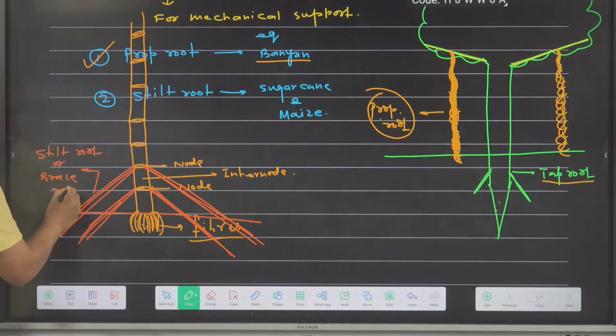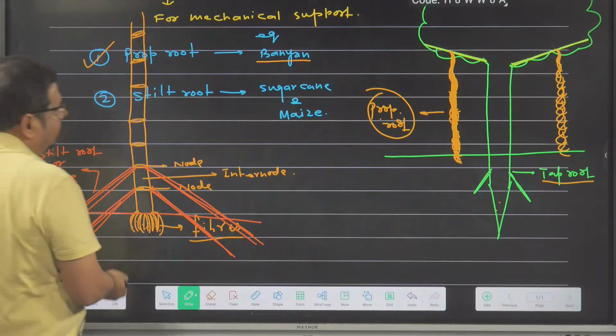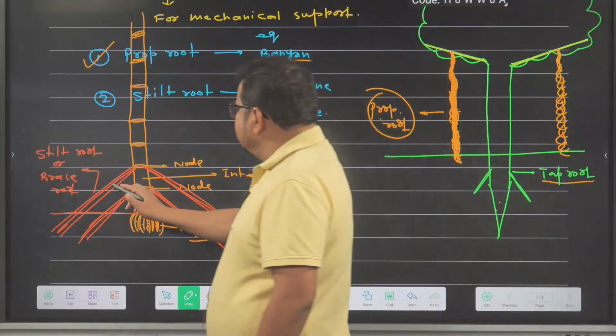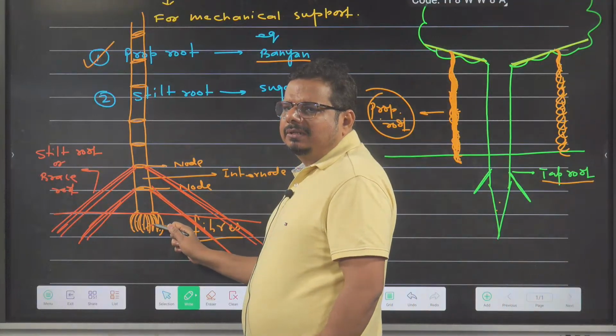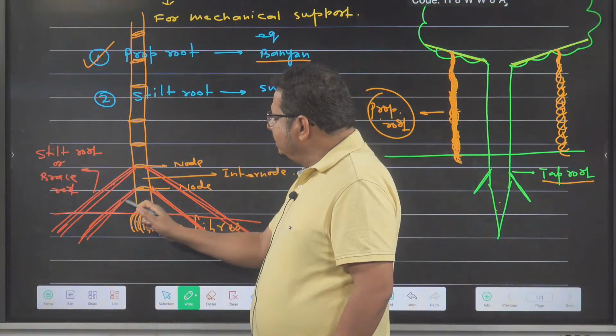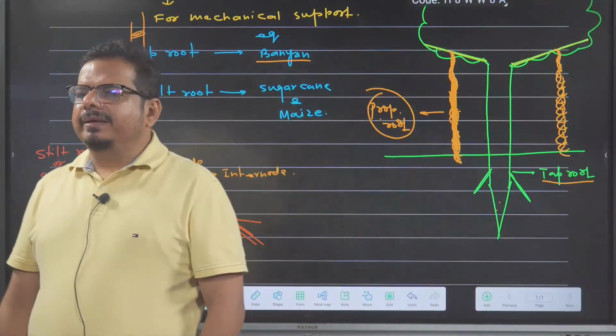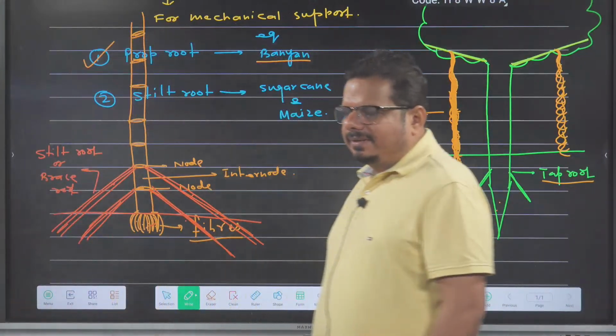Got the idea? So stilt root has a role in which one? Mechanical support. You got the idea? This particular root is a stilt root. It is a fibrous root also, but the additional root which arises from the lower node is the stilt root, and it has a role in what? Mechanical support. Right? Clear in the mind?